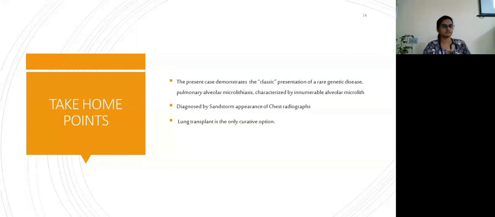So take home points: this case is a classic presentation of pulmonary alveolar microlithiasis. Most of them do not present with clinical signs. It's an incidental finding, and it is diagnosed by the sandstorm appearance, and lung transplant is the only curative option.